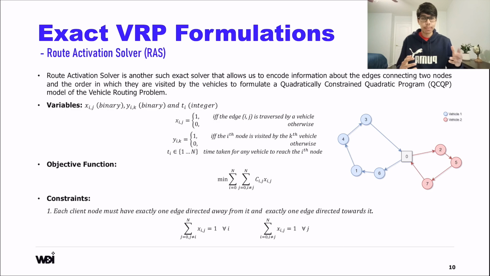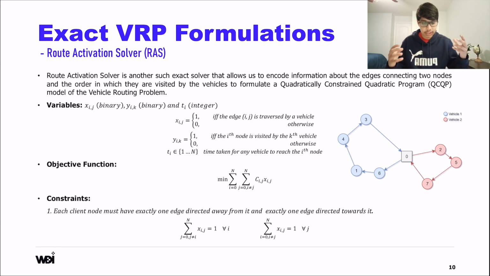All right, finally, I'll talk about the root activation solver, which is another exact solver, but that formulates the problem in terms of edges rather than just nodes. So we have these binary variables x_ij, which are 1 if the edge ij is traversed by a vehicle. So in other words, if the edge from node i to node j is activated, then x_ij is 1. We also have these other sets of binary variables y_ik, and y_ik is 1 if and only if the ith node is visited by the kth vehicle.